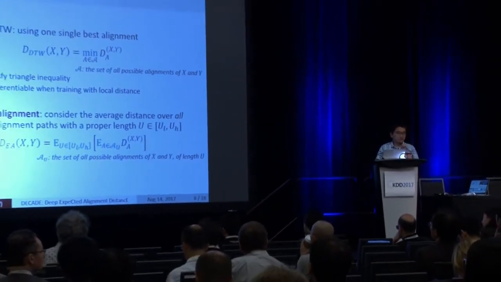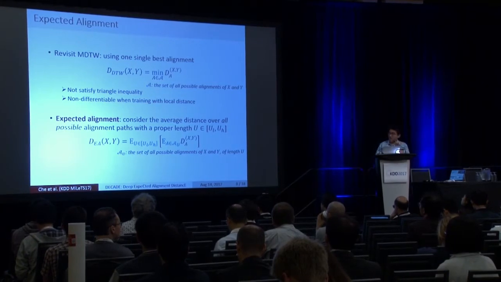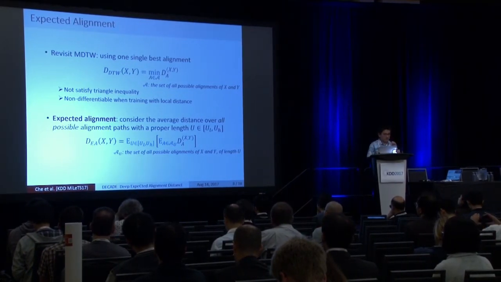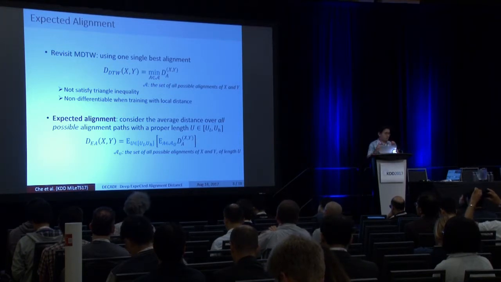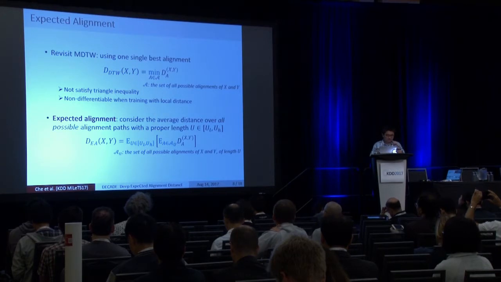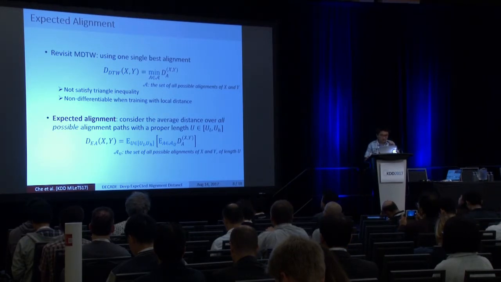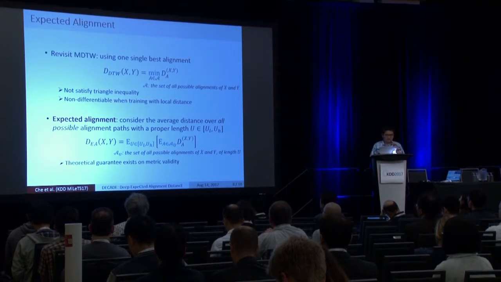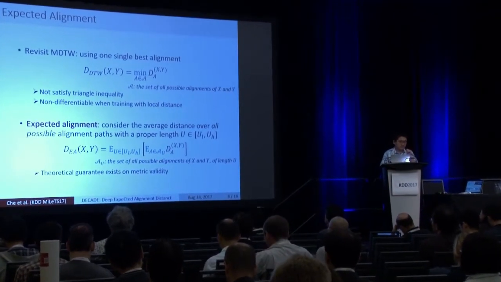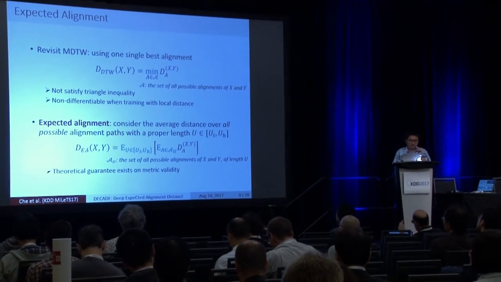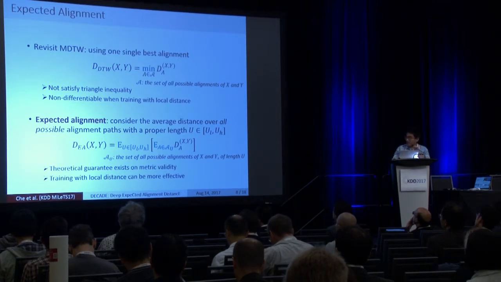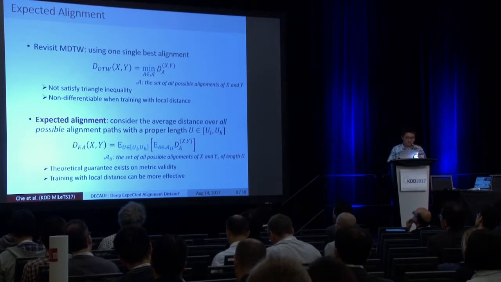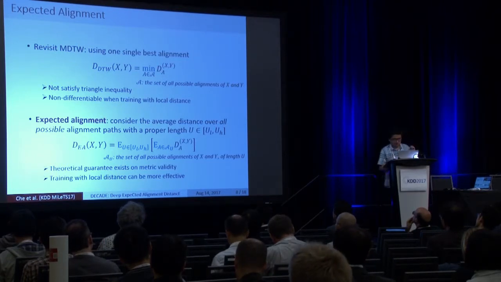So our basic idea of the expected alignment is that we consider the average distance over all the possible alignment paths with a proper length u, within the range of ul and uh. First, we will show that the distance on the expected alignment can give us a valid metric. And also, we will show that the training on the expected alignment can be very effective with local distance.